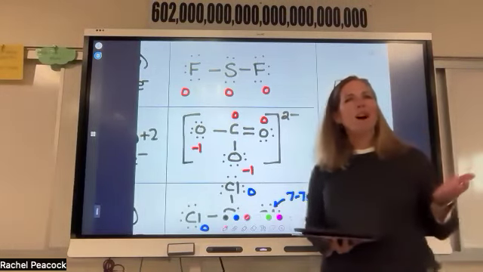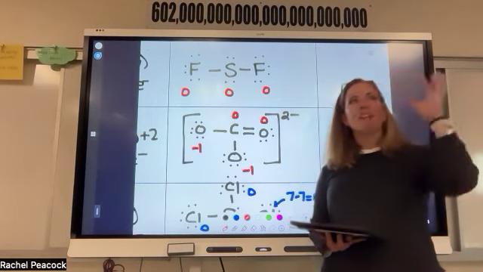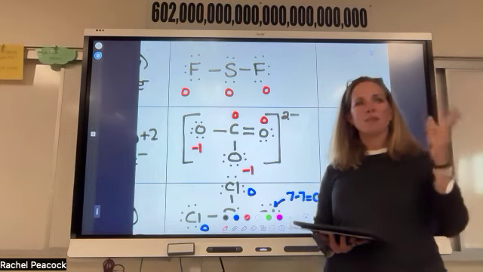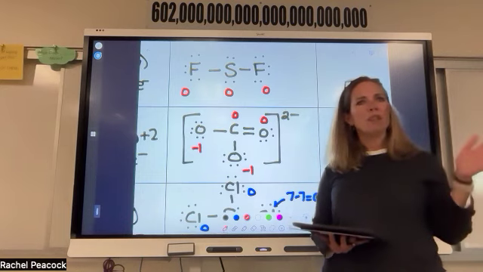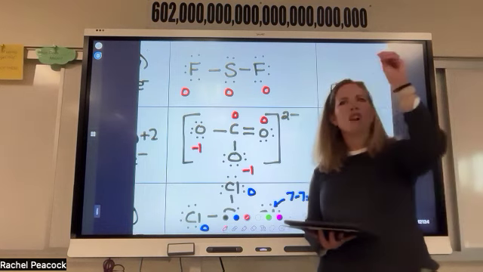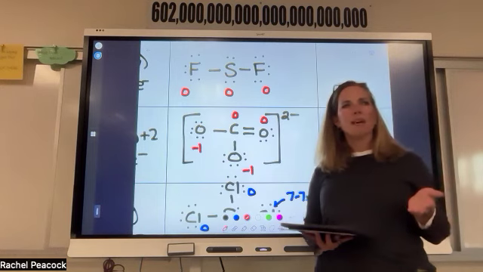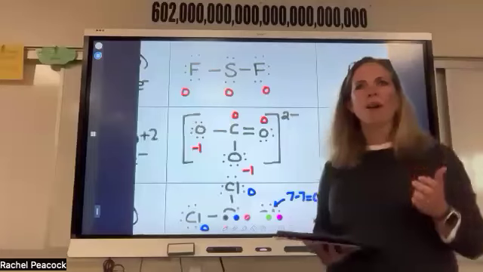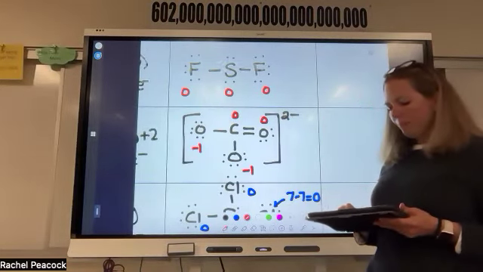Am I overall changing the collection of formal charges? If I have -1, -1, 0, 0, is that changing at all with those different structures? No, that's why they're resonance structures, because it's just shuffling the formal charges around. It's not actually changing them. It's just moving where they are in the drawing. Okay? So, all right, good.